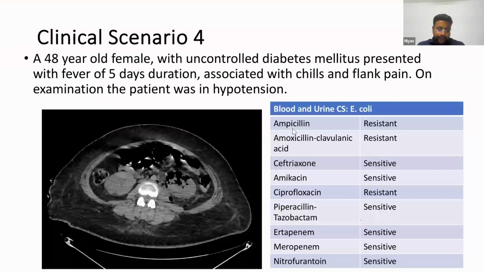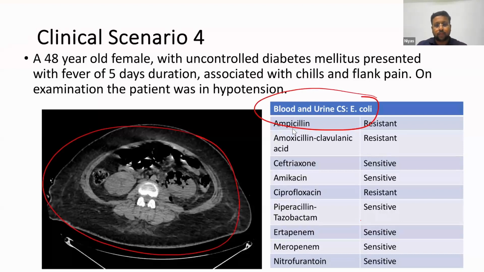Okay. Next question, a 48-year-old female with uncontrolled diabetes mellitus presenting with fever of 5 days duration associated with chills and flank pain. On examination, the patient is hypotensive, and blood and urine culture grew E. coli. So what is this? Again, slightly a complicated case. So this is the CT scan given. Just to make it interactive, does anybody want to make a clinical diagnosis? What do you see?